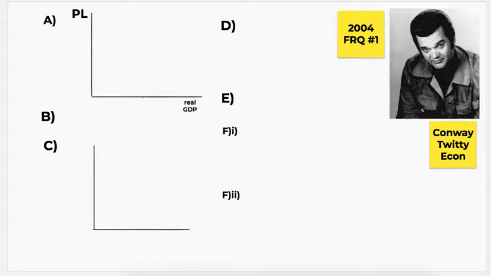Now, I got some good news. I figured it out, and I got some Conway Twitty playing in the background. So let's go ahead and look at the 2004 FRQ number one, and that's significant because that's the year I graduated high school. Not that I was smart enough to take AP Macro, and it was also not offered, so we're going to go with that one instead of me not being smart enough.